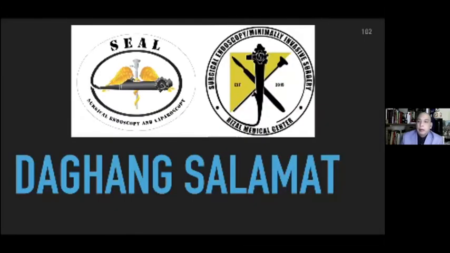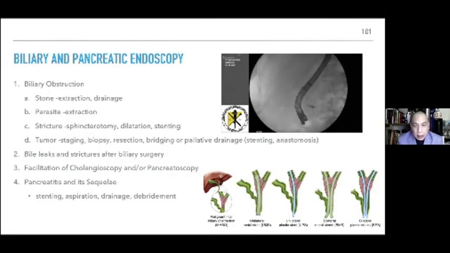And of course, for biliary pancreatic endoscopy, these are mostly the most common things that we do: stone extraction and drainage for cholangitis, parasite extraction, stenting for tumors, and even staging, or even bridging prior to surgery in borderline resectable lesions and palliative drainage. Of course, it's also a treatment for some bile duct injuries, like your Strasberg A and B, and of course, facilitation of your cholangioscopy or your pancreatoscopy.